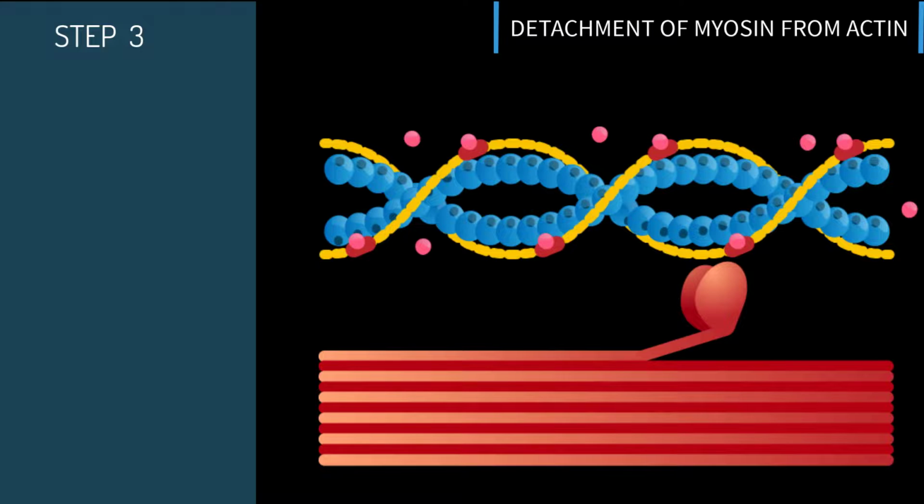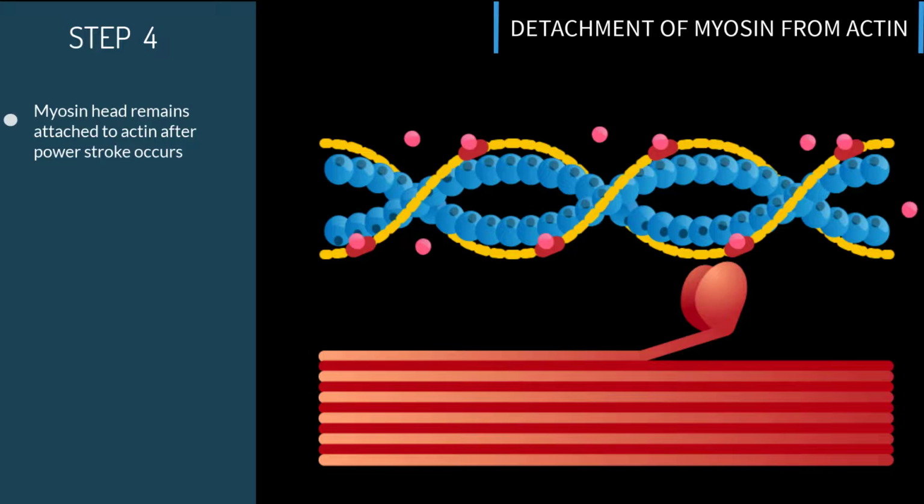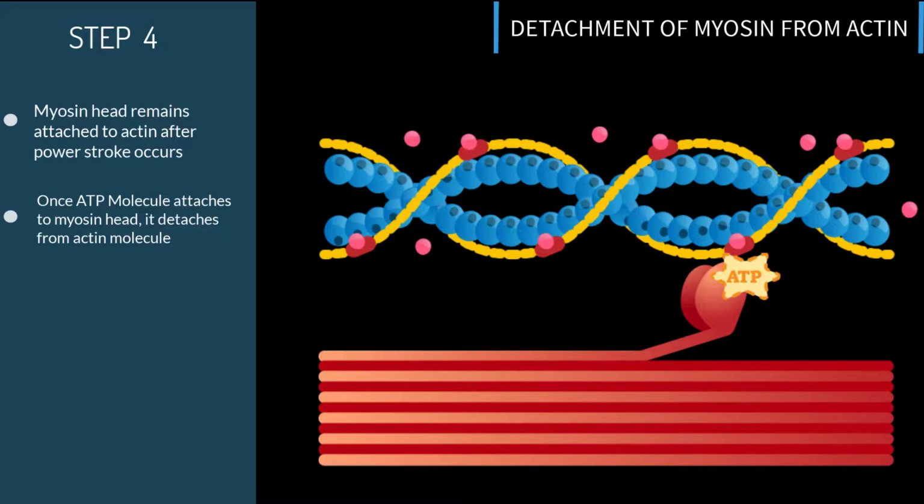Step 4, the detachment of myosin from actin. The myosin head remains attached to the actin after the power stroke occurs, until another ATP molecule binds to the myosin head at its ATP binding site. Once an ATP molecule attaches to the myosin head, it will detach from the actin molecule. The myosin head will then hydrolyze the ATP and will be ready again to attach to actin.